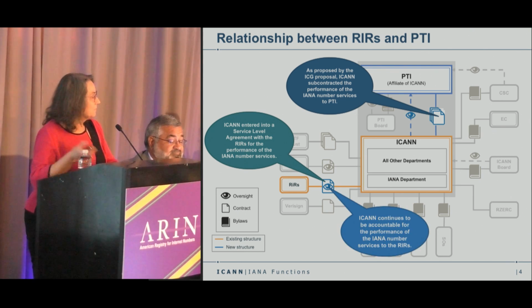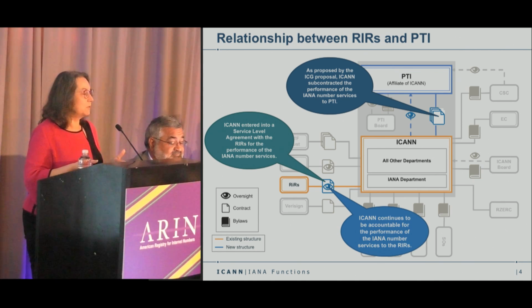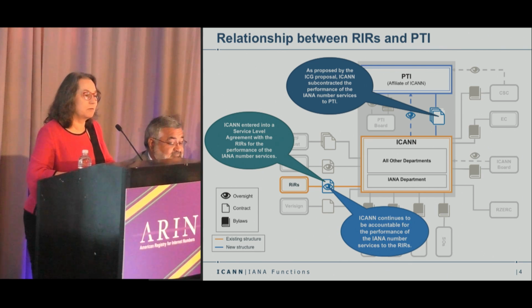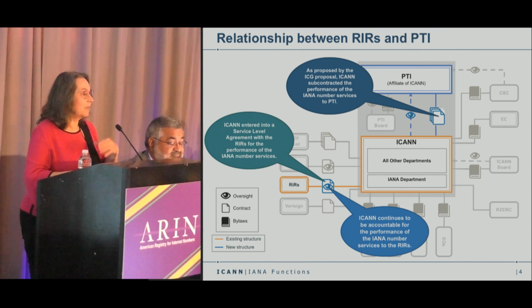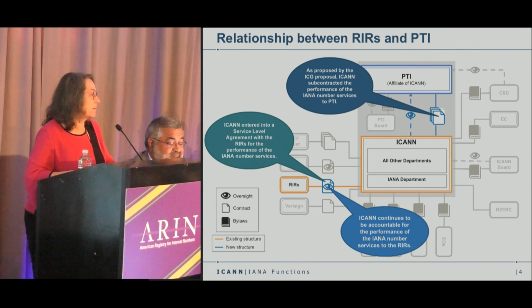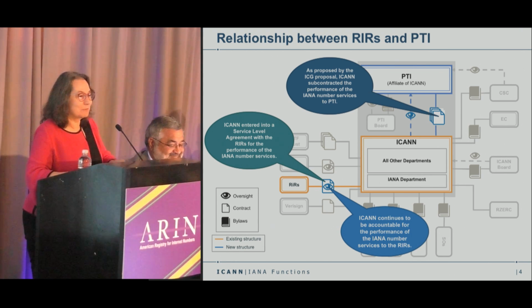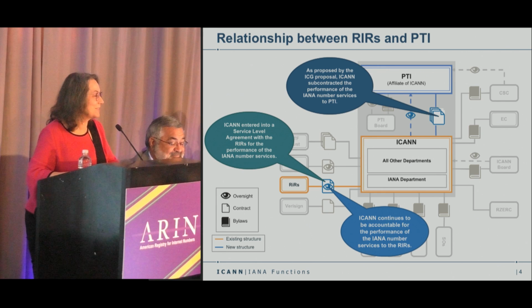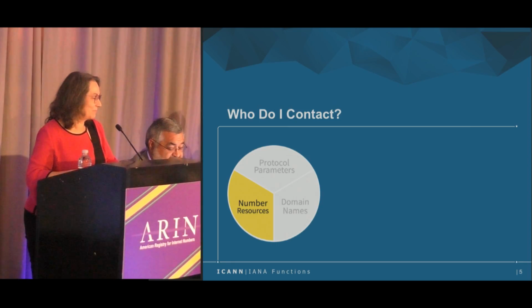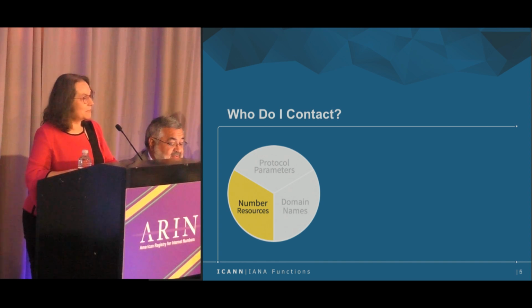And then the final bubble on this slide says that the oversight happens between ICANN and the RIR community. So PTI has a responsibility to ICANN, but it's ICANN that has a responsibility to the RIR community. I hope that's as clear as mud, because everyone asks me about this all the time, so hopefully it's a little bit clearer. So there's PTI, there's the IANA department, there's ICANN.